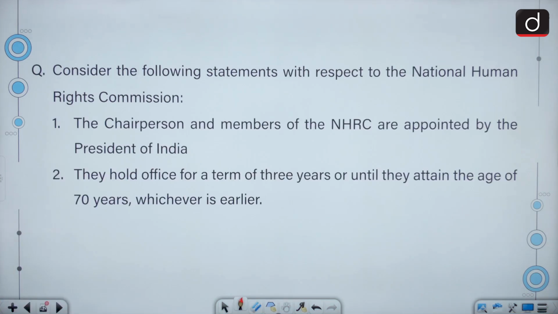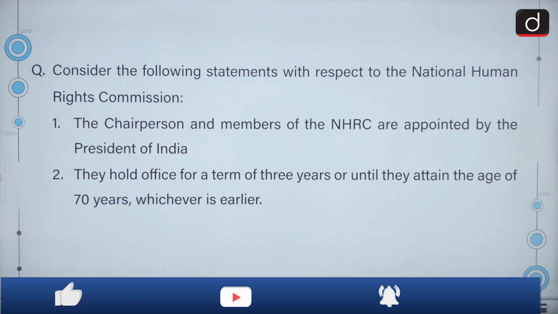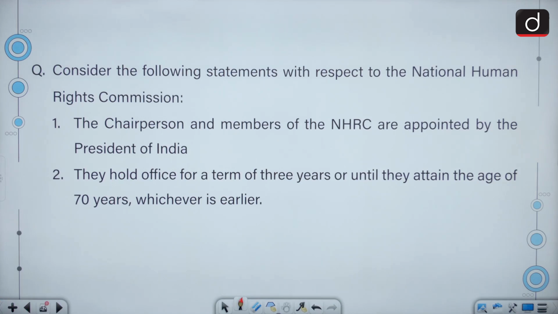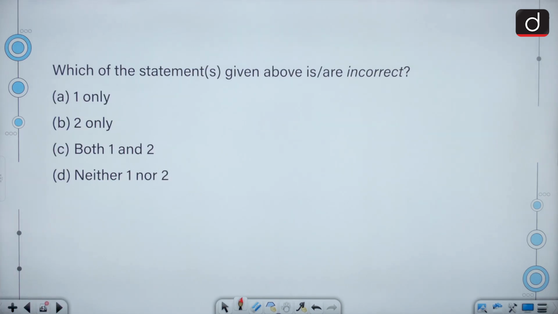Next question says to consider the following statements with respect to the National Human Rights Commission. The chairperson and the members of the NHRC are appointed by the President of India. They hold office for a term of 3 years or until they attain the age of 70 years, whichever is earlier. We have to select the incorrect statement.